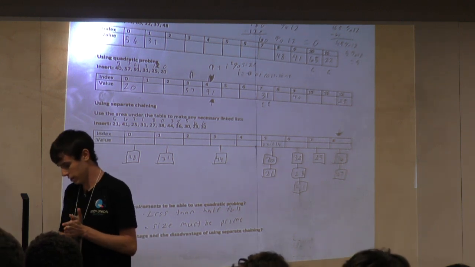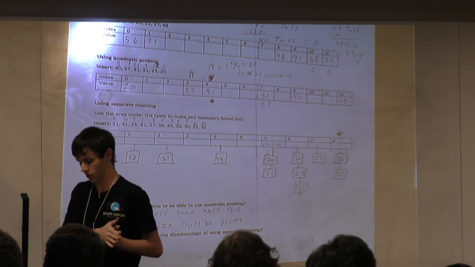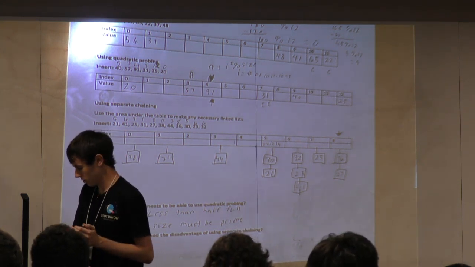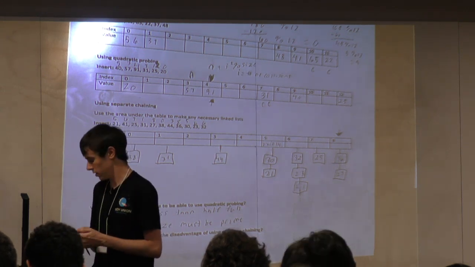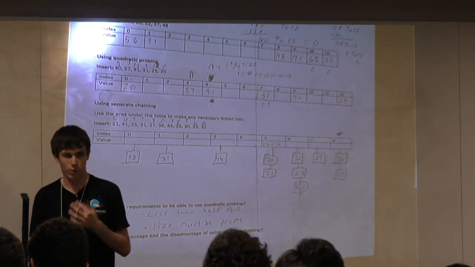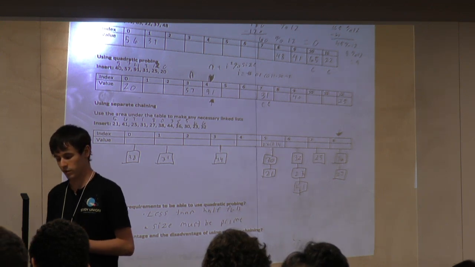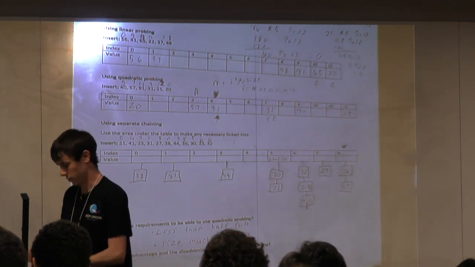So then down here I said, what are the advantages and disadvantages of using separate chaining? The advantage is the more obvious one here. Our advantage is that we get that order one insertion time, right? Because of worst case insertion time, I should say.